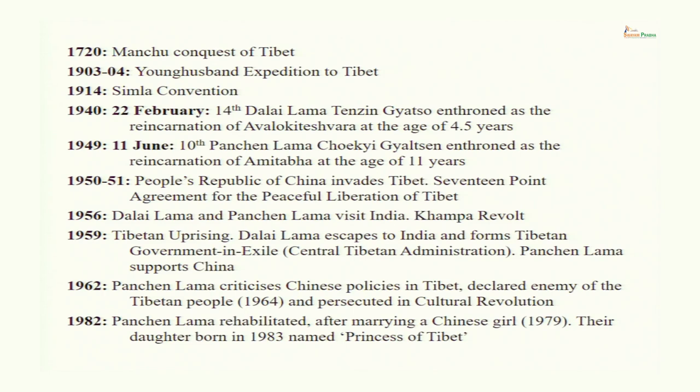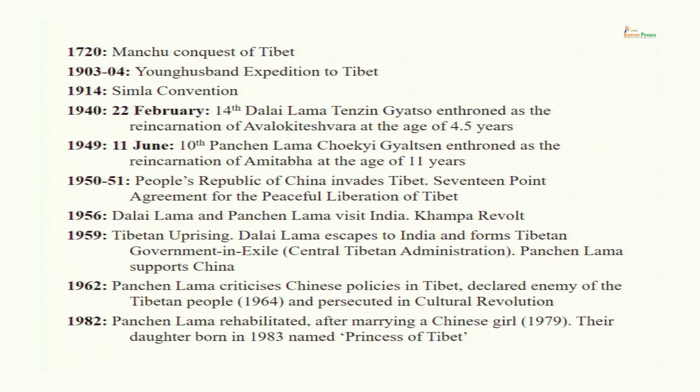But in the Great Leap Forward, more and more reforms, land reforms, were introduced in Tibet, even in the Tibetan Autonomous Region. And that led to a disaster. The Great Leap Forward was a big disaster with 30 to 45 million people dying. And in Tibet also, a large number of people died because of these policies.